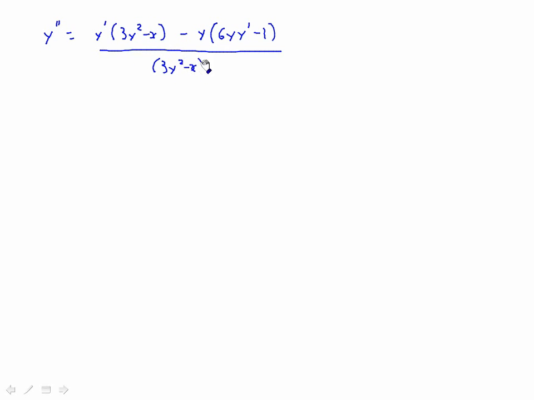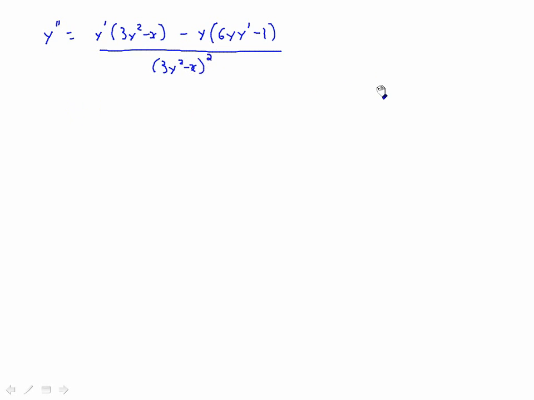So the second derivative: u prime is y prime times v, which is 3y squared minus x, minus u, which is y, times v prime, so 6y y prime minus 1. This all over top of 3y squared minus x to the 2.